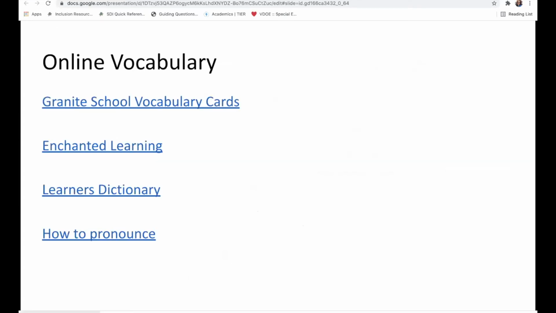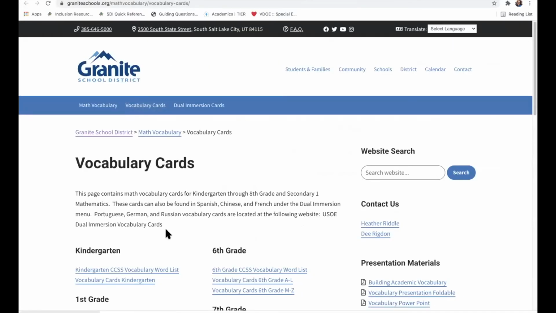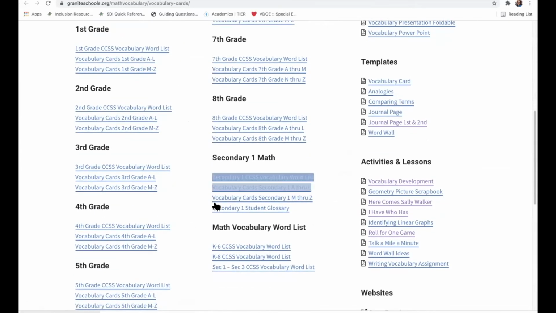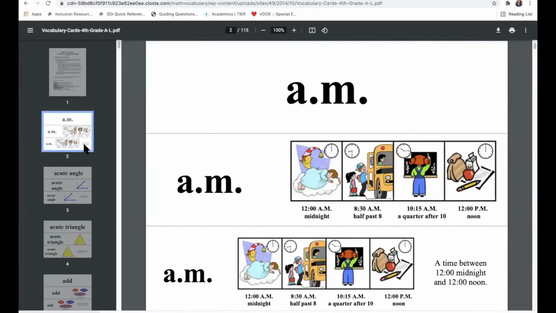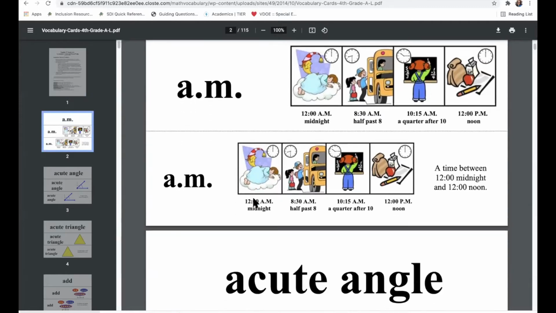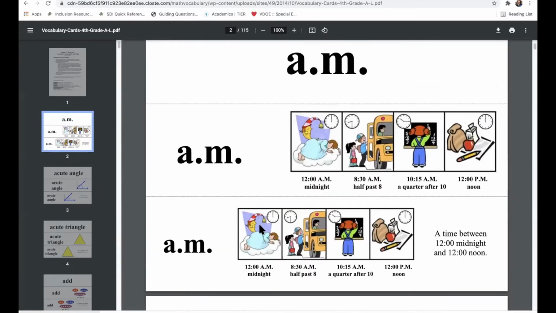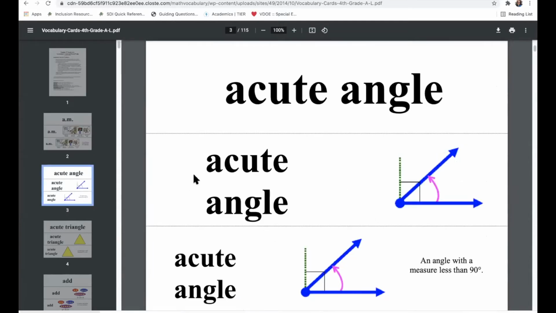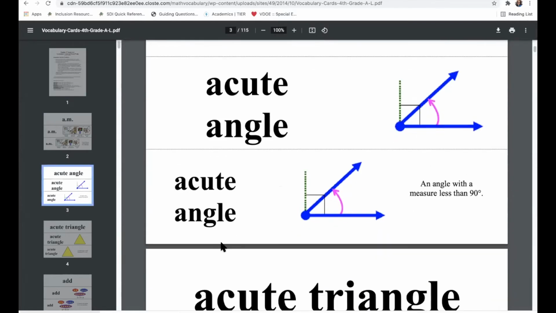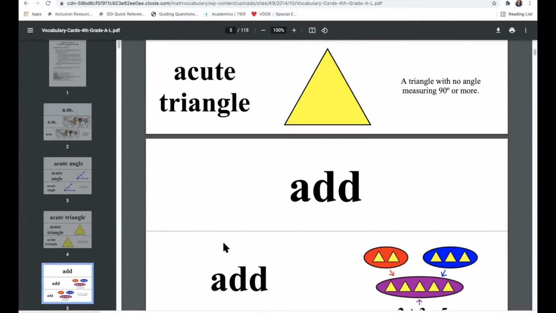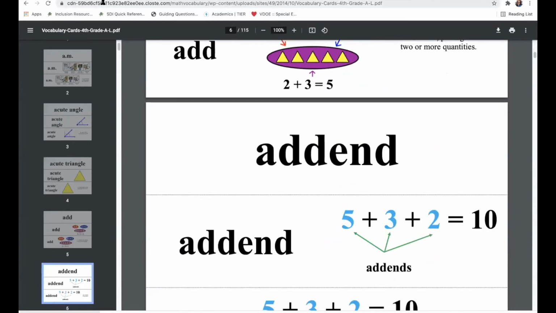Online vocabulary that you can get now. People, I love these Granite School vocabulary cards. I'm going to click on it real quick. If you go here, it's through 8th grade. Well, it's got a secondary math list here too. But I'm just going to click on one. So here are vocabulary cards. If you look at the vocabulary card, it provides you with examples and, look at here, a definition. Again, examples and definition. These are wonderful and they would make a great word wall for you. So this is one that you can use.